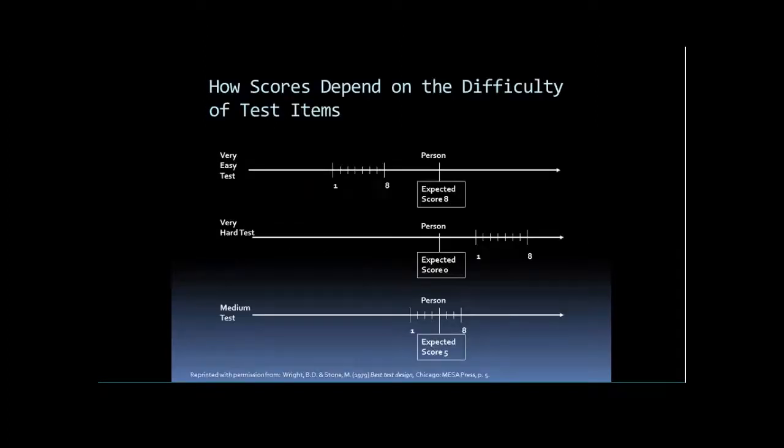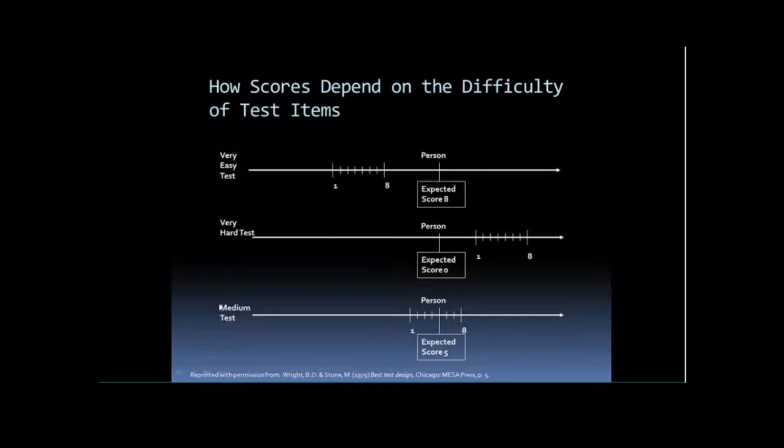So how do scores depend on the difficulty of test items? Let's look here. I have a very easy test. I've got 8 items. They're far below the ability of the person. We'd expect that person to get a score of 8. On a very hard test, all the items are above the ability of the person. We'd expect them to get 0.